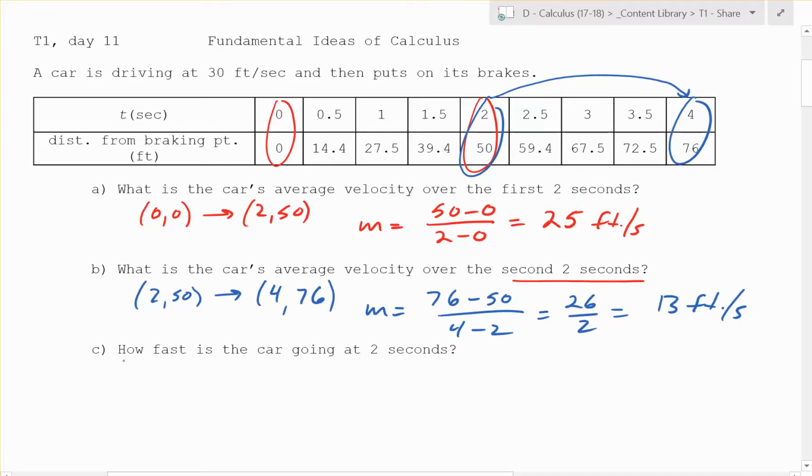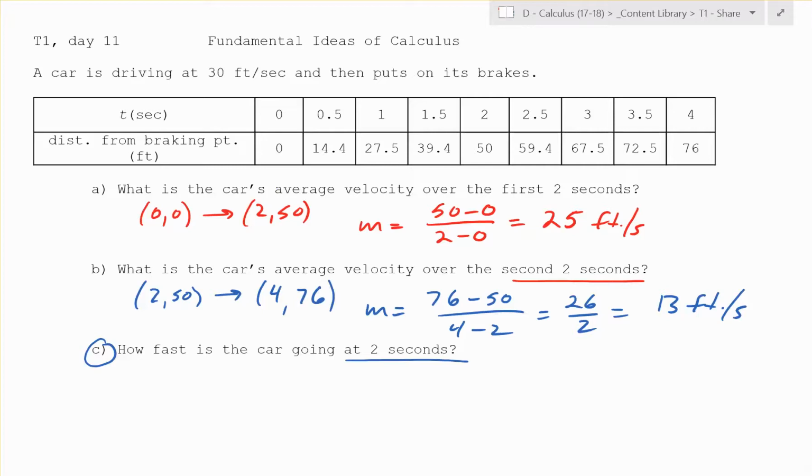Here's a question though, it's a little different. How fast is the car going at 2 seconds? And we can really only estimate this. So I'll clean this up just a little bit here. So we'd like to know how fast is it going right here? Well, the way we do that is we pick the next data point that is closest to it. In that case, that's this point right here.